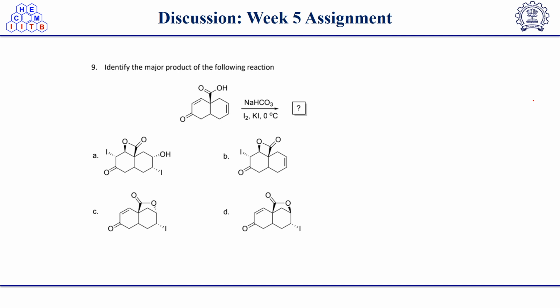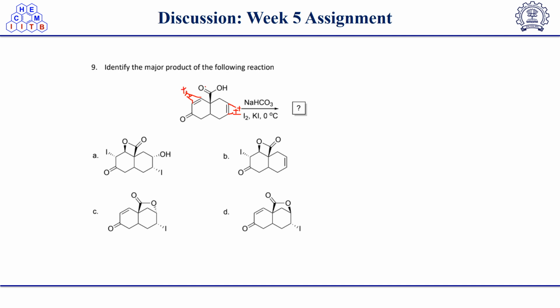So here, what is happening under the sodium bicarbonate, iodine and KI condition, iodolactonization will be taking place with this carboxylic acid. So first the iodonium ion will be forming. As you can see, there are two possibilities for the formation of the iodonium ion. So one is here, I plus, and another one is this alpha-beta unsaturated compound, with I attached to here with a positive charge.